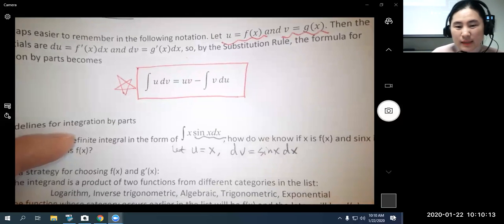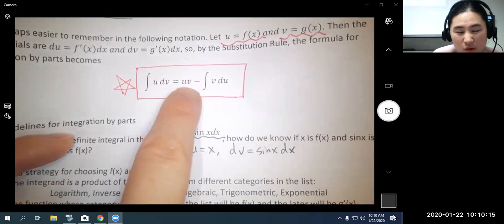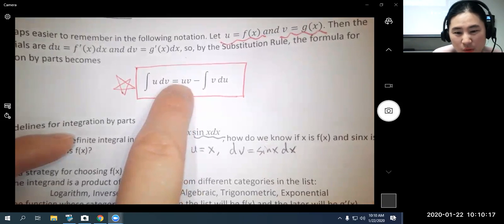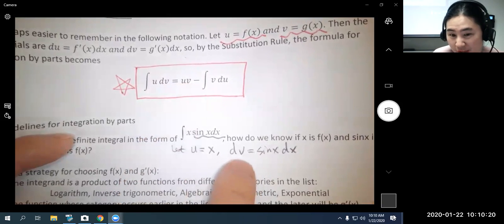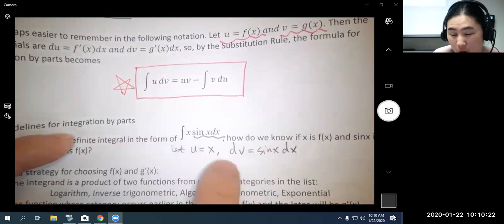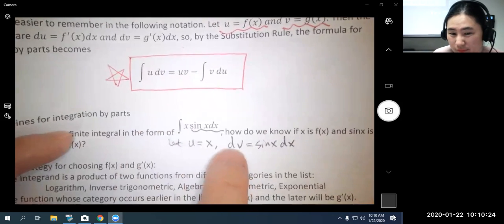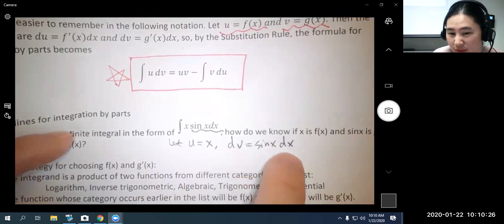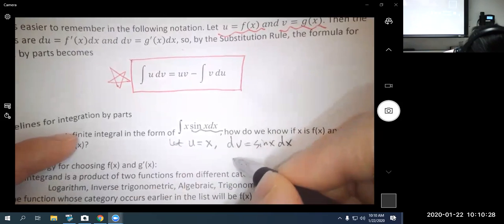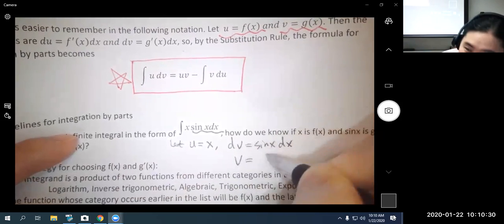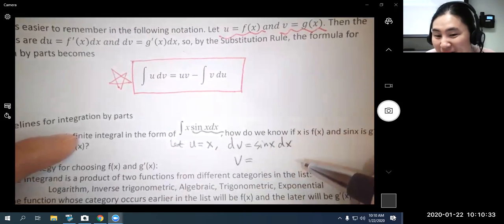All right. Now you see later, we need to know what u is and what v is. Do we know v? No. So how can I find v? If dv equals sin of x dx, v will be what? The antiderivative of sin of x, right? What is the antiderivative of sin of x?